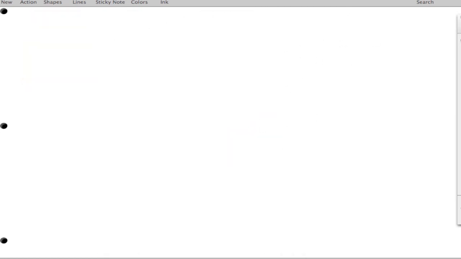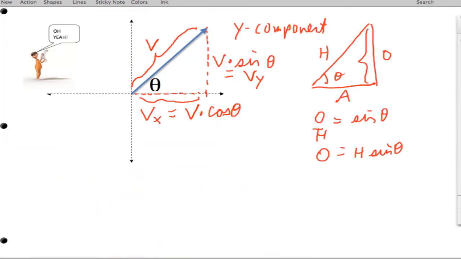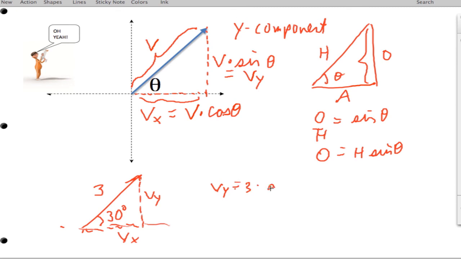So for example, suppose I have a vector with a size of 3 pointing at 30 degrees. And I say get the components. So I want to know the length of this leg and this leg of the vector. Remember, this is the y component and this is the x component. To get the y component, I'll take 3 times the sine of 30. And when I put that in my calculator, I'm going to get 1.5.